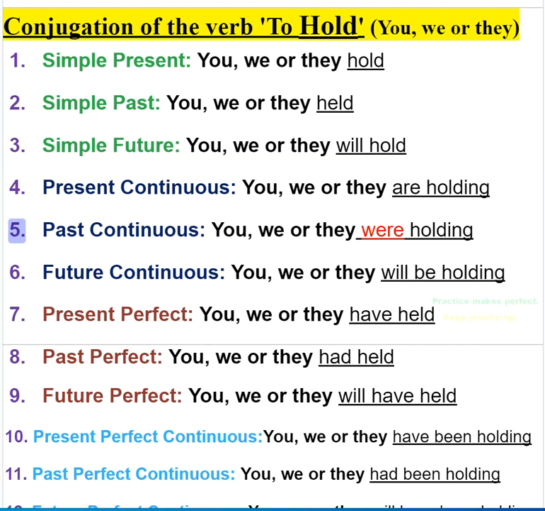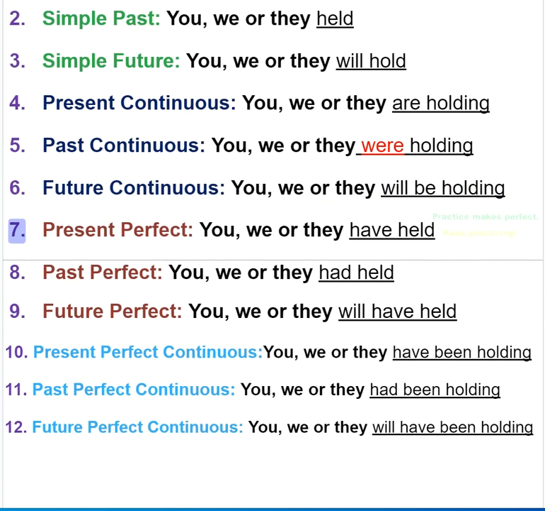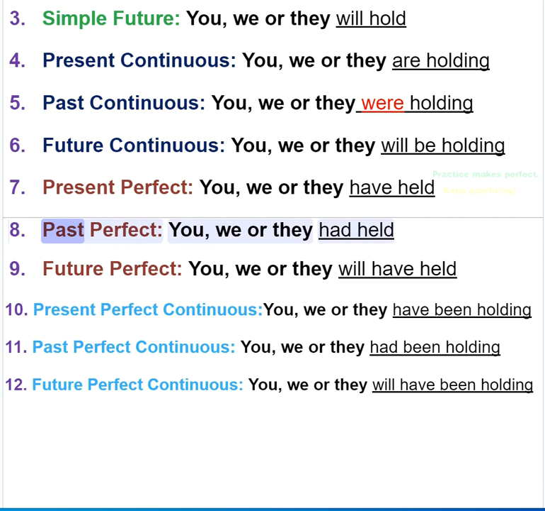5. Past continuous, you, we or they were holding. 6. Future continuous, you, we or they will be holding. 7. Present perfect, you, we or they have held. 8. Past perfect, you, we or they had held.